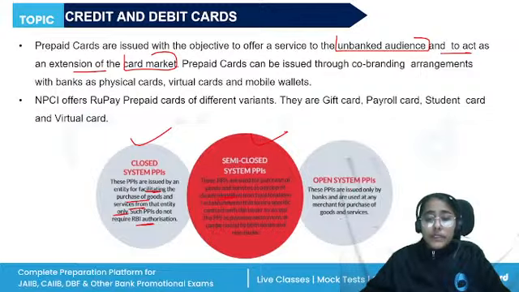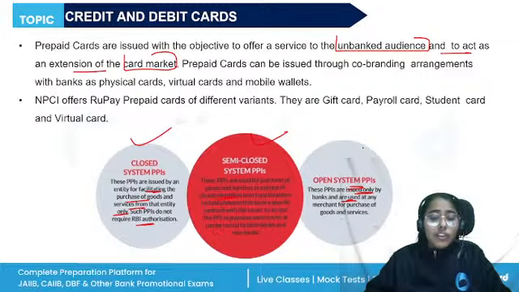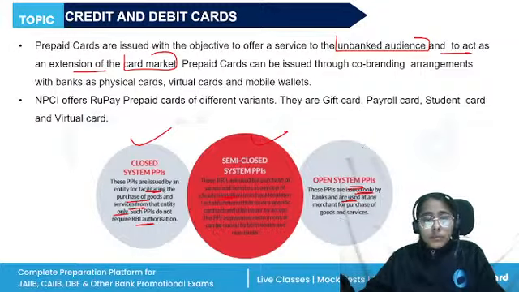Then we have open system PPIs which can be issued only by the banks and can be used at any merchant for the purchase of goods and services. So three types of prepaid cards are there. All right. And obviously in the open system PPIs, the ATM transactions are also allowed. At the business correspondent, also we can use it. The facility of pre-registered beneficiary can also be there in the open system PPIs.